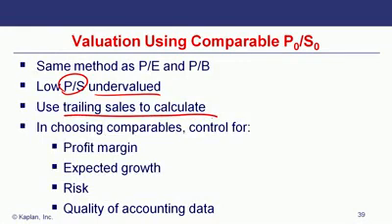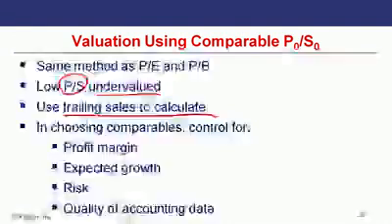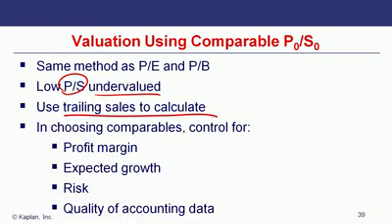In choosing comparables, you're going to try to control for the profit margin, the expected growth, and the risk and the quality of the accounting data when you're looking at other companies to create the comparable for price to sales. What is the comparable company? What is their profit margin? Is it similar? What is the expected growth of the other companies? What is the risk of the other companies? And obviously, you want to pick ones that have more sound accounting data.